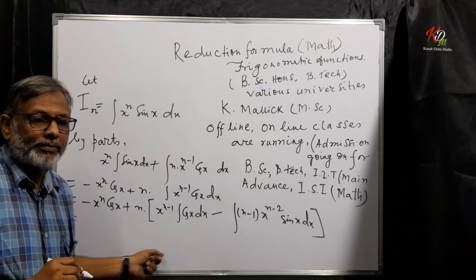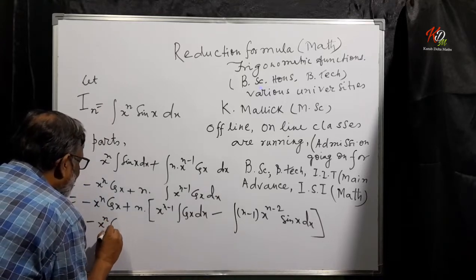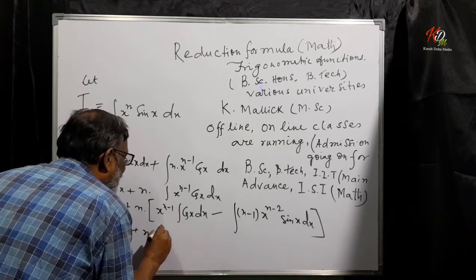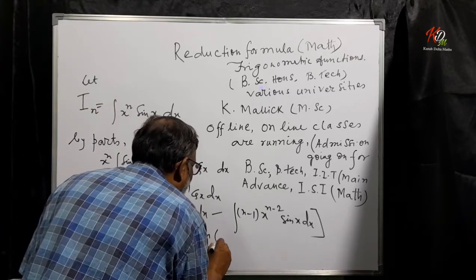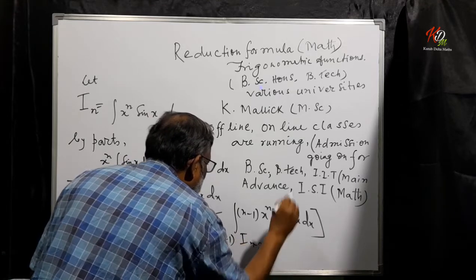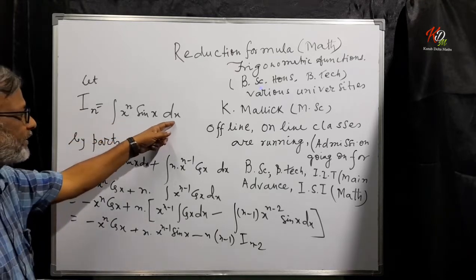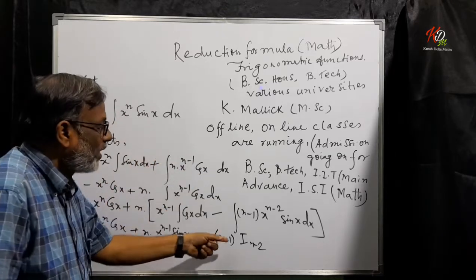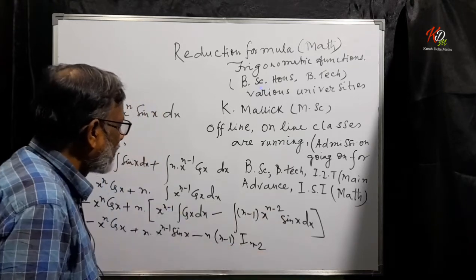Now the simplification form: we have minus x to the power n cos x plus n x to the power n minus 1 sin x minus n into n minus 1 I n minus 2. Here I n equals integral of x to the power n sin x dx. The power of n gives suffix n. Next, the power of n minus 2 gives I n minus 2. This represents I n.